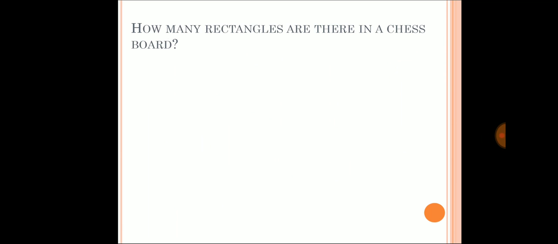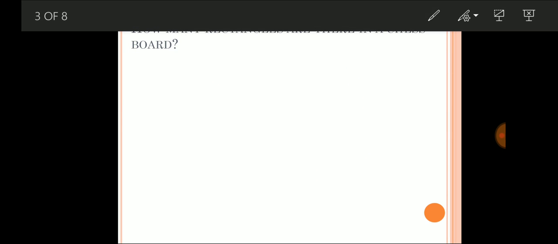So if we have to count the rectangles in a chessboard, we'll try to understand how a rectangle works and how a chessboard works. A rectangle can be formed in a chessboard. So we take a couple of vertical lines and a couple of horizontal lines. These 2 vertical lines and these 2 horizontal lines give you one rectangle.